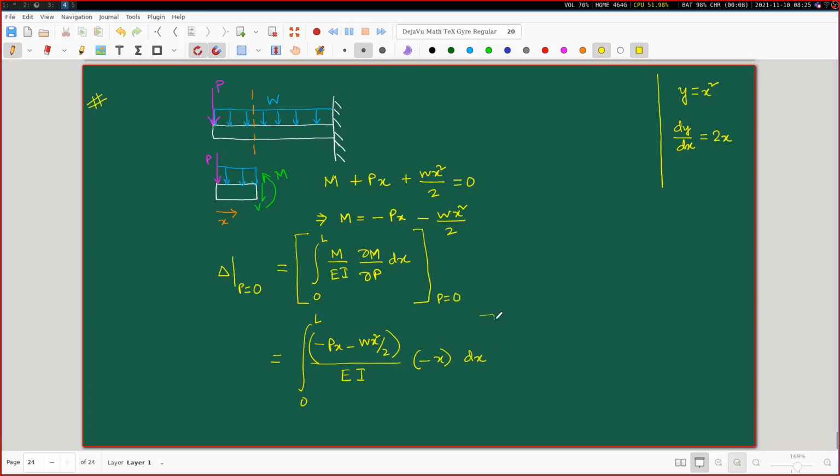And over all of this there is this p equal to 0. Now no worries that this p equal to 0 is over this entire thing. We can peacefully set this p equal to 0 even within this integration. So this is minus Wx squared by 2 multiplied with this minus x divided by EI. So do this calculation and tell me what is the answer. EI is constant, okay?